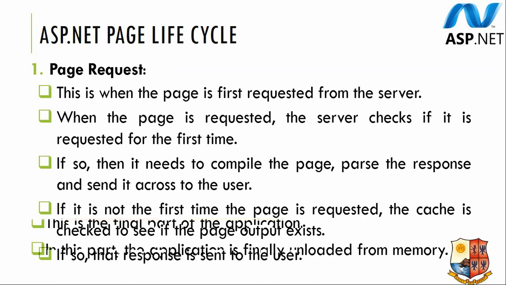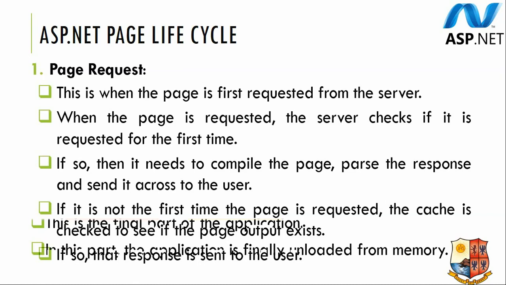The first time you request, that page is being called from the server for the first ever time. So when the page is requested, the server checks if it is the first time. If it is, then it will compile that page, because you know that we have C# along with that page. We might have written server side code in that. I'll show that shortly. All this needs to be compiled. Also, that ASPX page must be parsed to convert it into HTML. All these need to be done and then sent to the user.